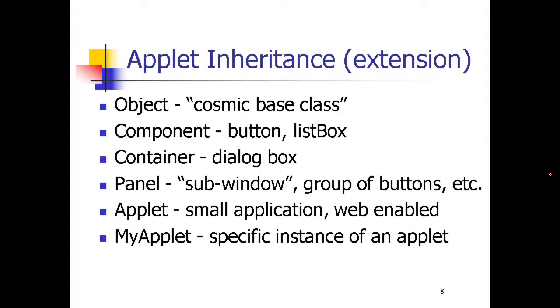Next topic is applet inheritance. How actually the applet gets inherited from the base class to the last class. The base class, the cosmic base class, is Object. We know that if we are talking about a Java application as well, the Object class is already inherited by default. Then component classes should be inherited. For example, if we use buttons or a list box, the component classes should be inherited.